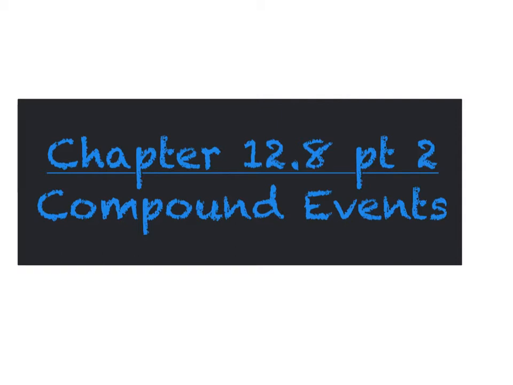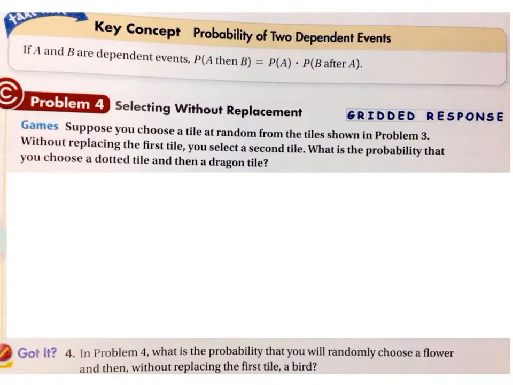All right, part 2 of chapter 12.8. Last night we did with replacement, now we're going to do without replacement. These are dependent events. Dependent events are when the second thing depends on the first thing. So without replacement, that's definitely a dependent event.